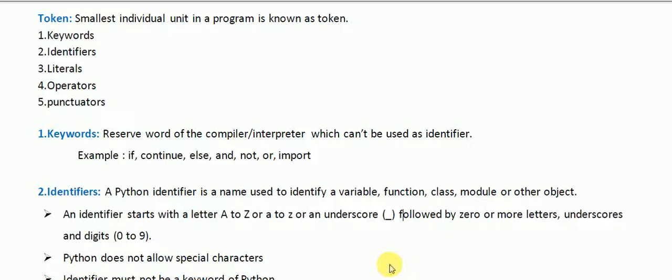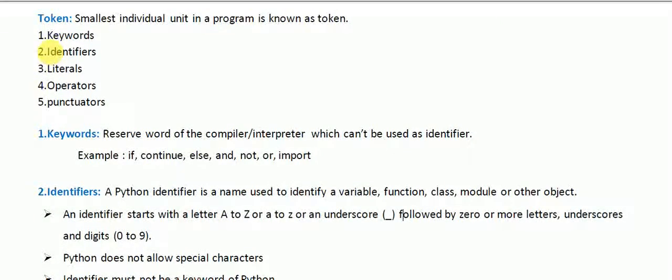In this tutorial we are going to learn about tokens. So what do we mean by tokens? Tokens means the smallest individual unit in a program. In a program there are small things, and these things are known as tokens.